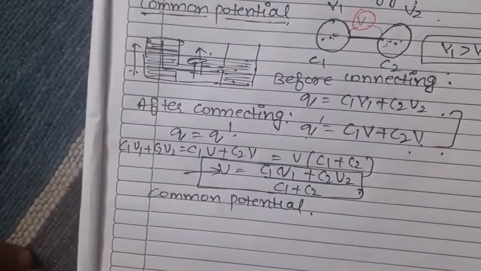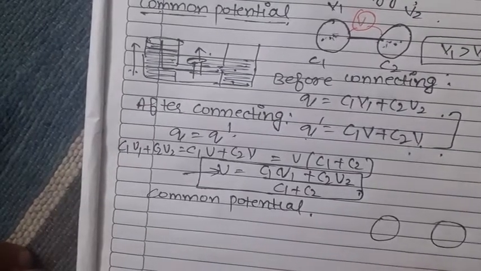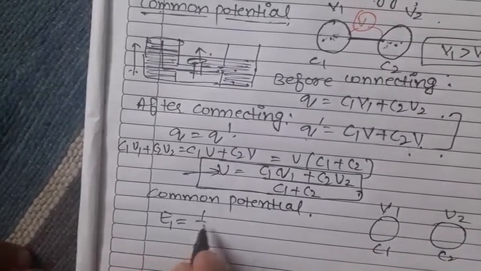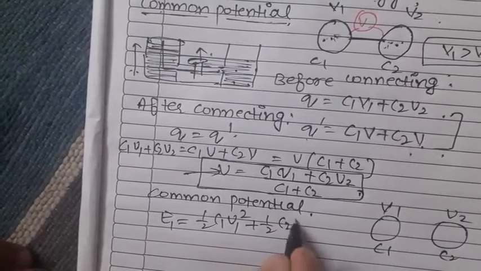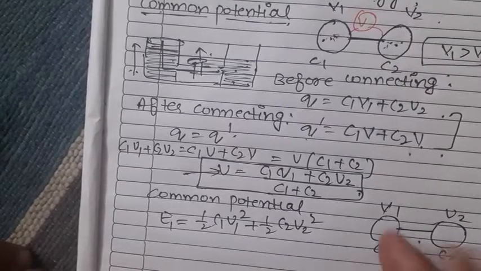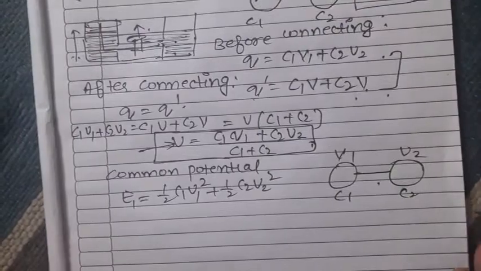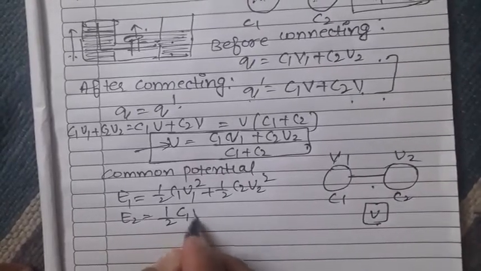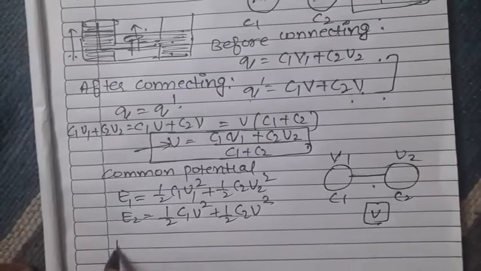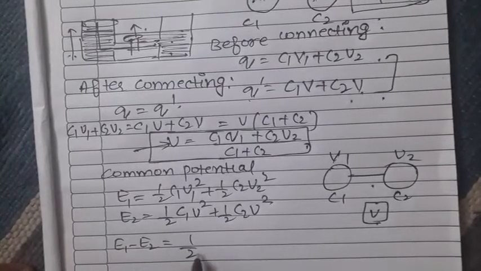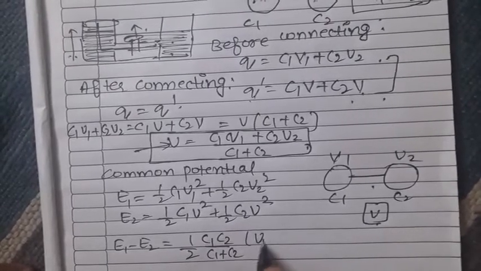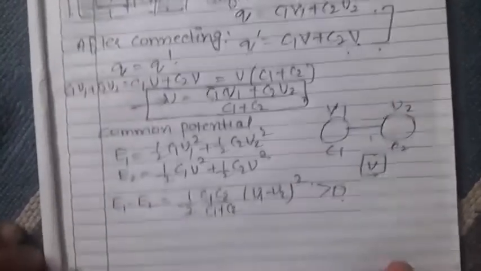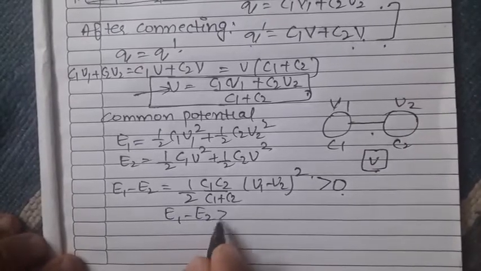One thing more you have to remember: the capacitors before being connected have charges C1V1 and C2V2. Before connecting, the energy is given by half C1V1 square plus half C2V2 square. But when you connect, both will attain the common potential. Now you calculate the energy, it comes out to be half C1V square plus half C2V square. If you solve this derivation, after solving you get half C1C2 over (C1 plus C2) times (V1 minus V2) whole square. After solving, if you take the difference, this quantity is always greater than 0. It means I prove that E1 minus E2 is greater than 0.